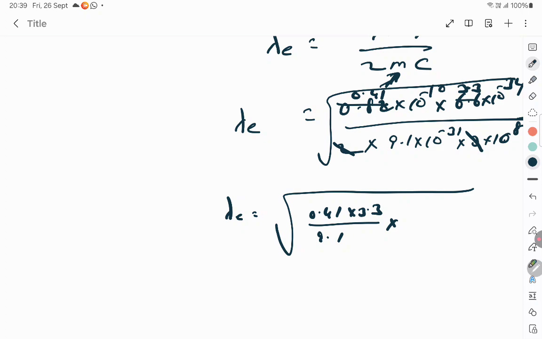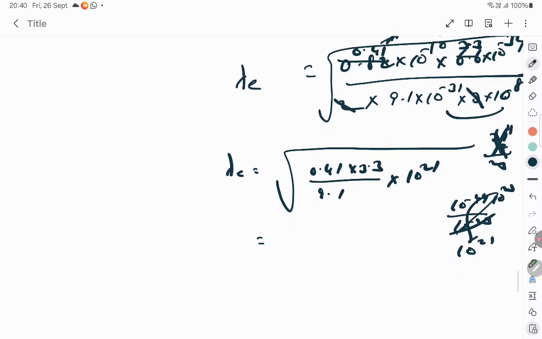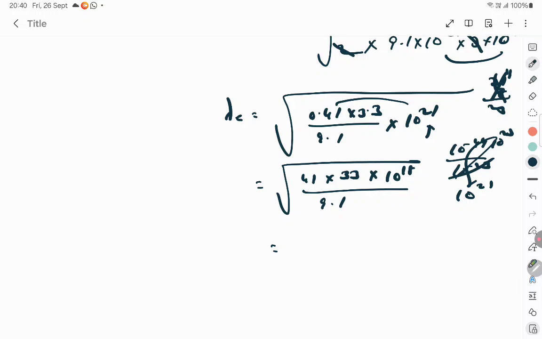Let's consolidate all the 10 to the power. This becomes 10 to the power minus 44, and at the bottom 31 minus 8 is 23, so 10 to the power minus 23. When it comes up, 10 to the power 23, it will become 10 to the power 21. To make it an even power, let's make 0.41 into 41 by multiplying by 100, 10 to the power 2, and make 3.3 into 33 by multiplying by 10, so totally 10 to the power 3. So 10 to the power 21 minus 3 is 10 to the power 18, that made it even. By 9.1 we have, let's multiply 41 and 33. Can I assume this is 9.0?